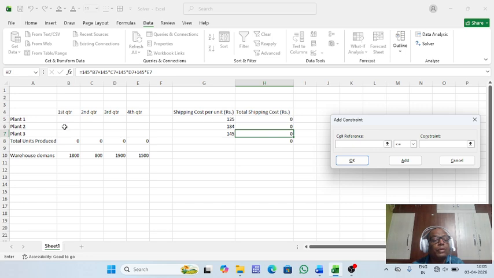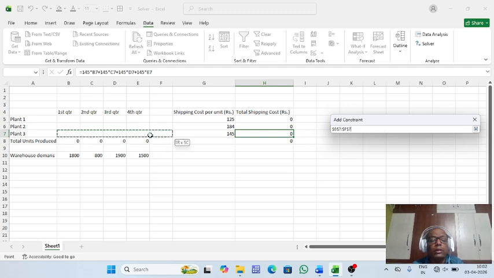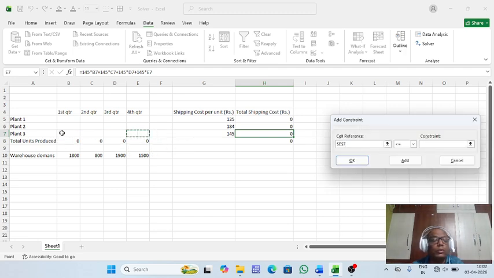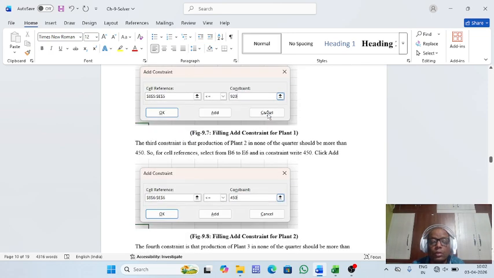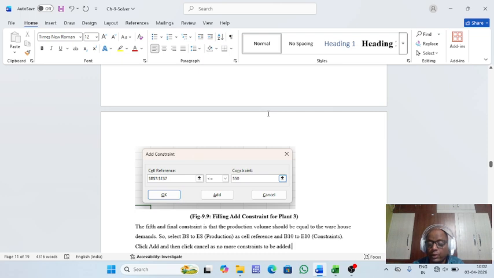Second, the second plant cannot produce more than 450. And the third plant cannot produce more than 550. Probably 550. Let me check whether it is 550: 920, 450, 550. Okay, that's it.